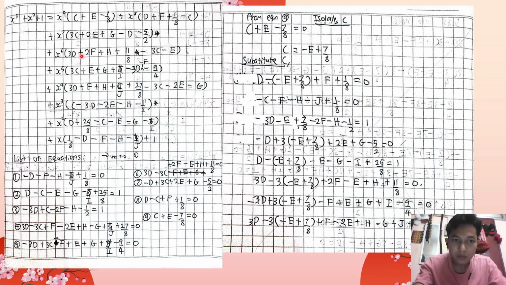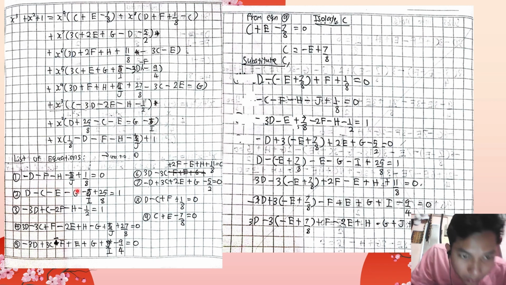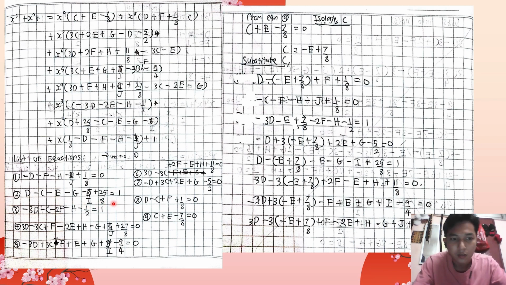Then, after we got all of this, we are grouping all this into the list of equations. From all of the equations over here, we can get the 9 equations over here, which is negative d minus 4 minus h minus j plus 1 over 8 equal to 0. Equation number 2, d minus c minus e minus d minus i plus 25 over 8 equal to 1.